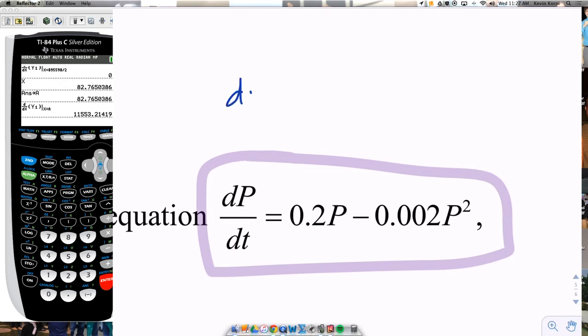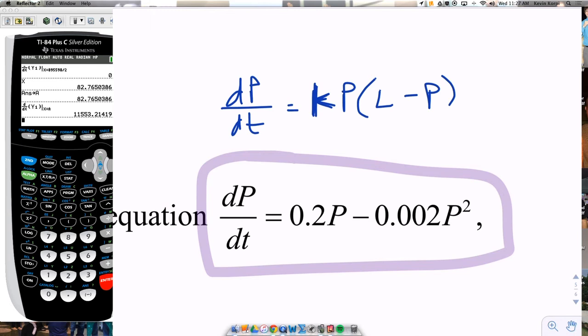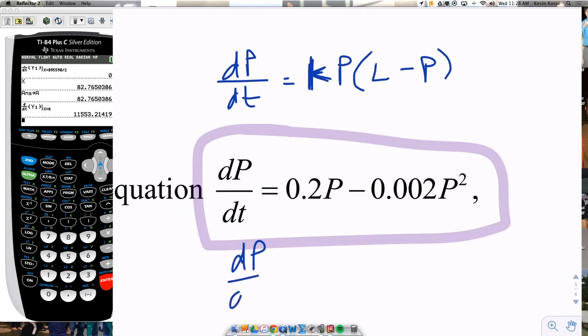So let's see. I'm looking for dP/dt equals k times P times (L minus P). So it helps to write that up there. Instead of y, I wrote P. I need to somehow manipulate this quadratic, and I need to factor it. So how do you know exactly what to factor out? Well, this is your goal right here. You want that second term to be a minus 1P. And right now, if you look at the P squared, it's minus 0.002P squared. So guess what we need to factor out to make that a minus 1P?